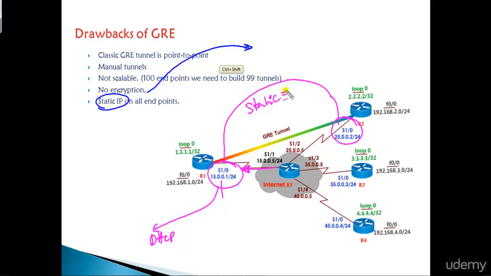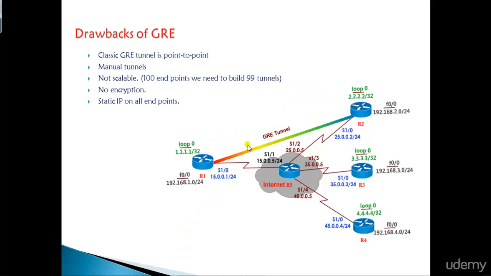And if you change the IP address, or if it changes automatically based on some DHCP configurations, your tunnel will automatically go down. So the tunnel source and destination have to be static IP addresses, and they should not be changed. If they are changed, we need to ensure that we also make changes to the tunnel configurations as well.